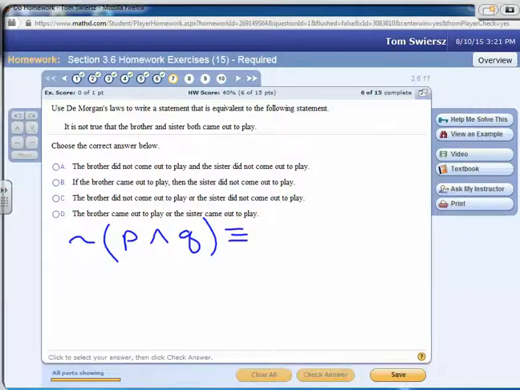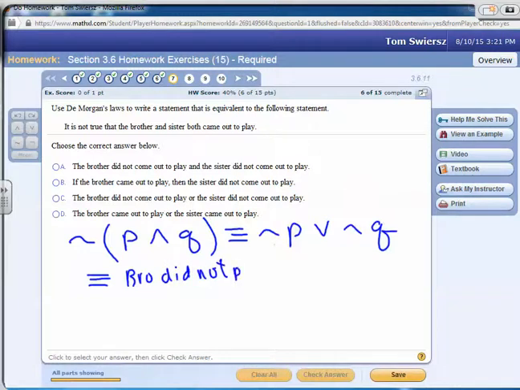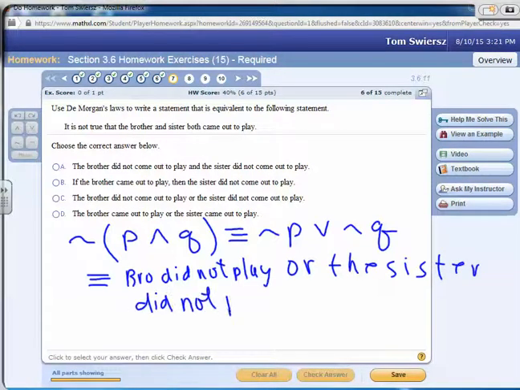So now, logically equivalent, De Morgan's law is what? You distribute the negation, so not P, the and becomes an or, and then you negate each part. So then in words, we would have not P is the brother did not play. So brother did not play, and then what? It's an or statement. Or the sister did not play, okay?